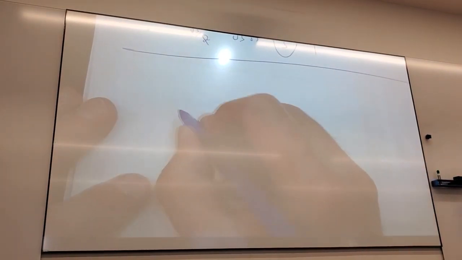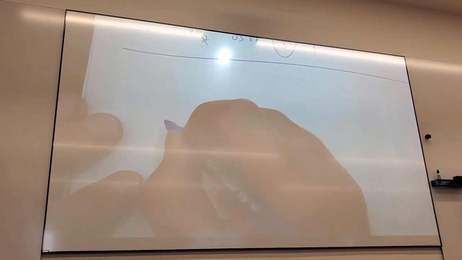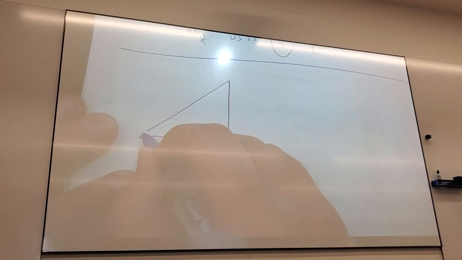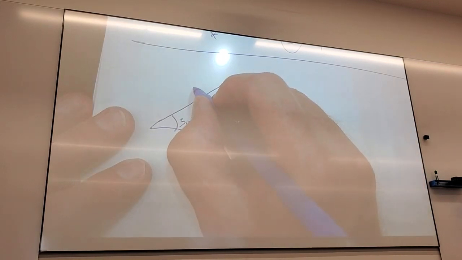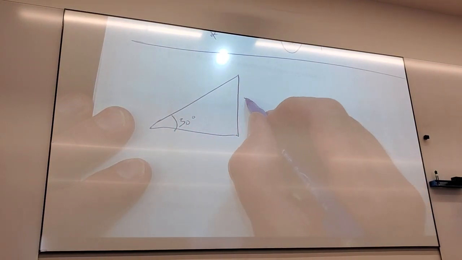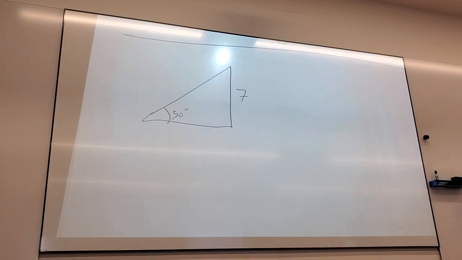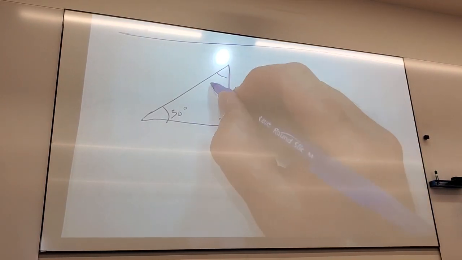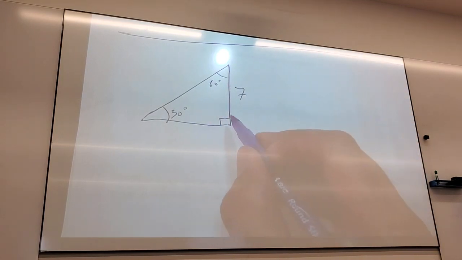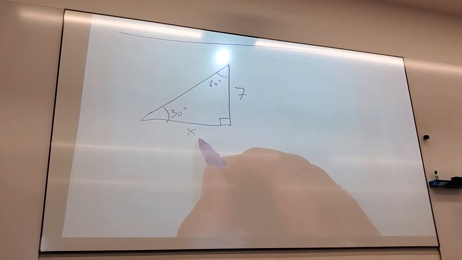So let me see what you guys think about this kind of problem. Let's say I've got a triangle. This is 30 degrees, and this is, let's see, this is 7. Can anyone figure out anything else? Let me make sure you guys understand. It's a right triangle. What would this angle be? 60. Now, real quick, can anybody figure out what that x is?